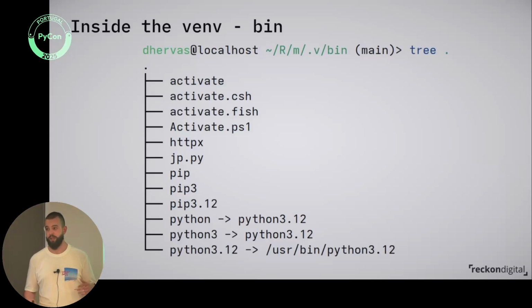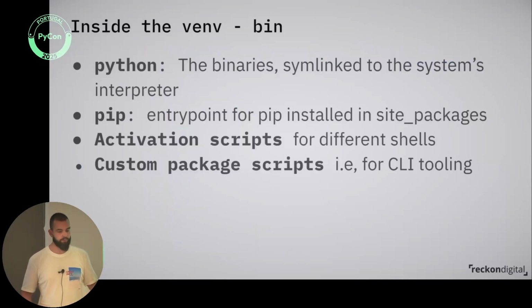And finally, you have the activation scripts. So you see that we have activate, csh, fish, bash. This is what you run when you actually activate the virtual environment. We will see what that does exactly a bit later. But for now, just know that when you do source venv/bin/activate, this is what's running. So yeah, this is the restatement of what I said before, just in case you weren't paying attention.